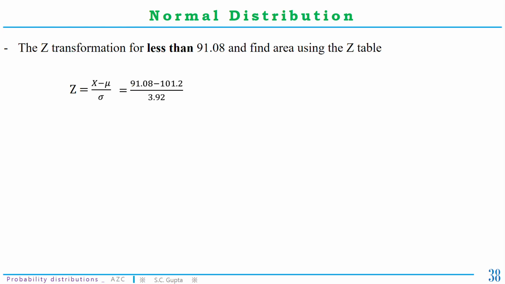X is 91.08, mu is 101.2, and standard deviation is 3.92. So, Z value obtained is minus 2.58. Let's check the area that corresponds to the Z value of minus 2.58 in Z table.